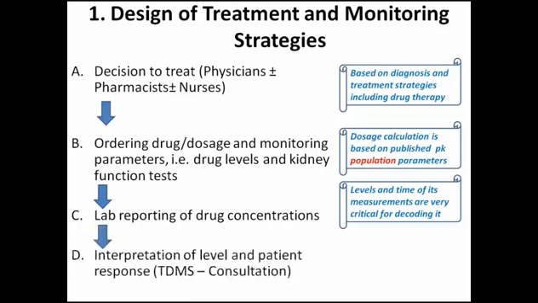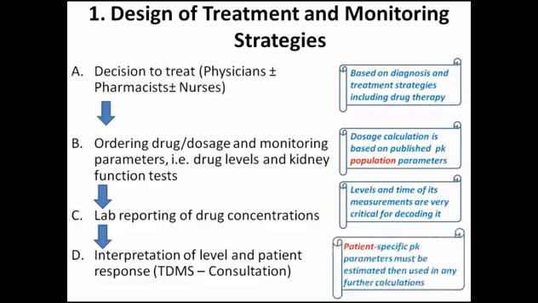So interpretation of the level and patient response constitute a significant component of the therapeutic drug monitoring consultation, and later on the dose that is needed. At this stage, we try to estimate the patient's specific pharmacokinetic parameters and use it to calculate any dosage changes.